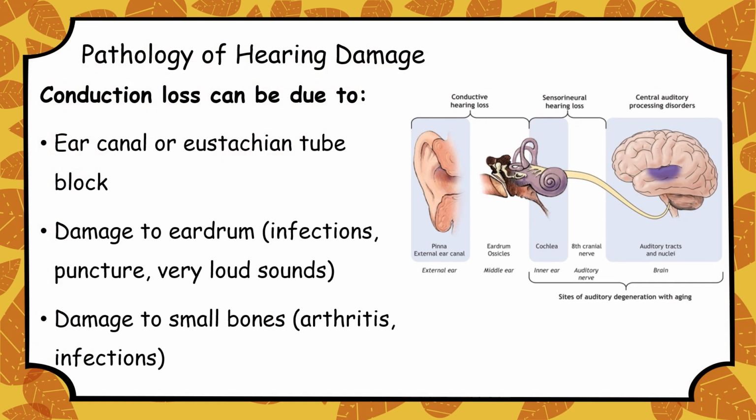Pathology of hearing damage. Conduction loss can be due to an ear canal or eustachian tube block, or it can be damage to the eardrum. There can be infections or any puncture to the tympanic membrane, or even a very loud sound can damage the tympanic membrane. These are all conduction hearing loss, and also damage to the smaller bones. The ear ossicles can get arthritis or infections that can also cause conduction hearing loss.